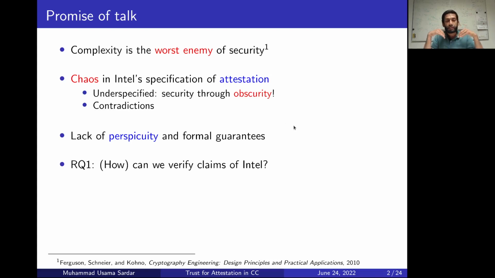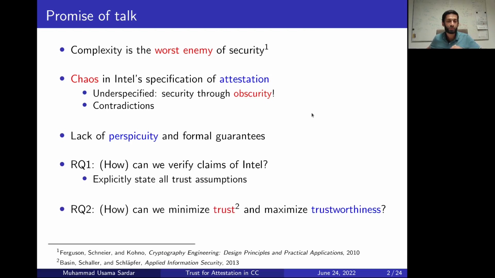And thus we had this research question to start with: can we verify the claims of Intel, more specifically about the attestation process inside Intel's trusted execution environments? And if yes, then how? And it would lead to explicitly stating all the trust assumptions that are used in the proofs. This is really helpful because based on these trust assumptions, we can then see whether we can minimize trust and maximize trustworthiness.